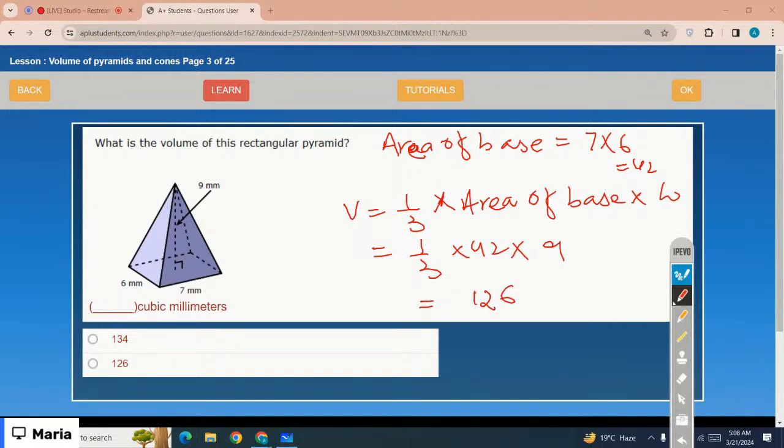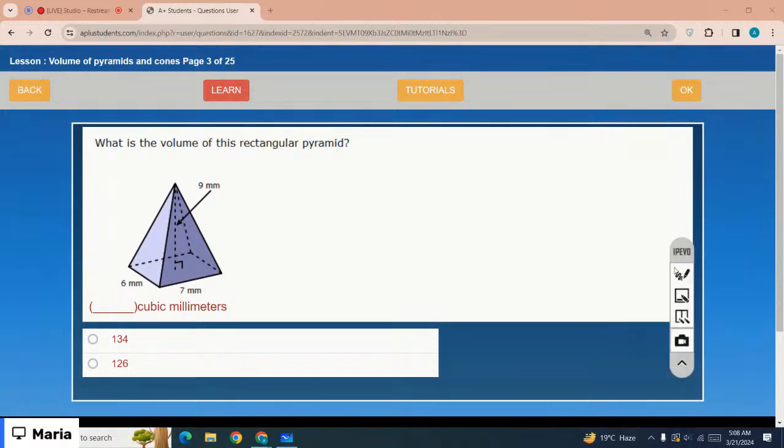The correct option is 126 cubic millimeter. Got it? The correct option is option number 2, that is 126 cubic millimeters.